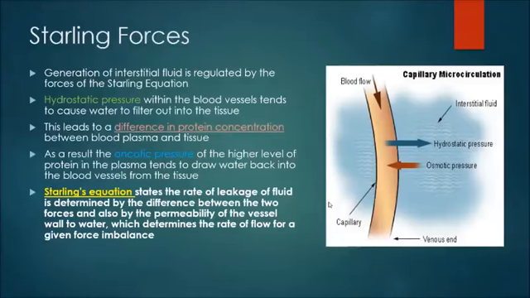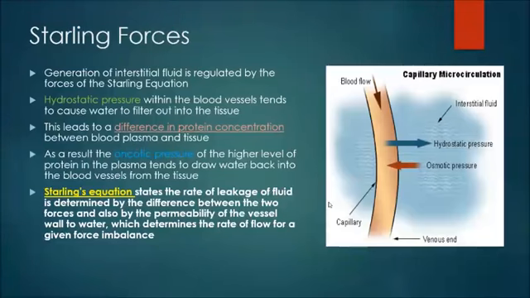So Starling forces is the next thing we're going to talk about, and this is that generation of interstitial fluid is regulated by the forces of the Starling equation. Hydrostatic pressure within the blood vessels tends to cause water to filter out into the tissues, and this leads to a difference in protein concentrations between blood plasma and the tissue. As a result, the oncotic pressure of the higher level of protein in the plasma tends to draw water back into the blood vessels from the tissue.